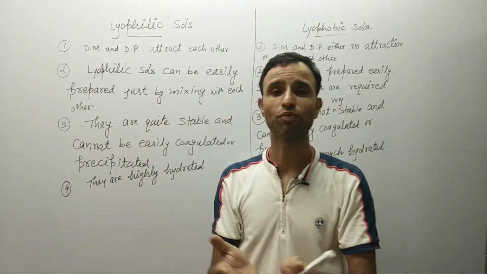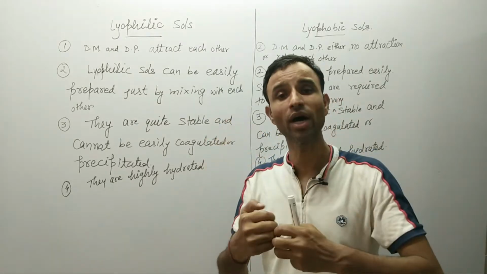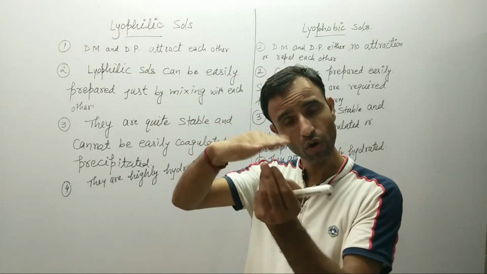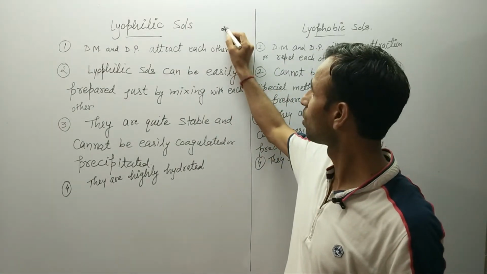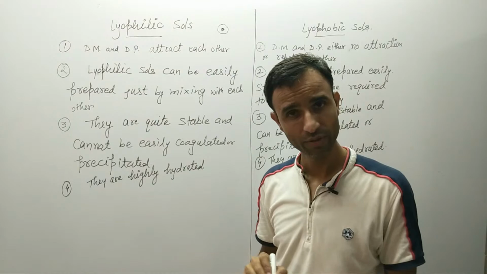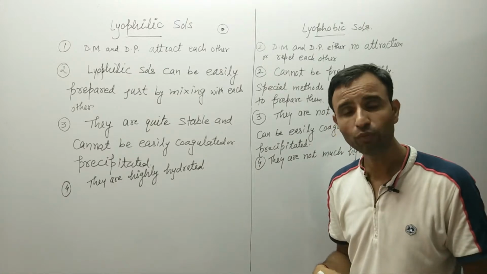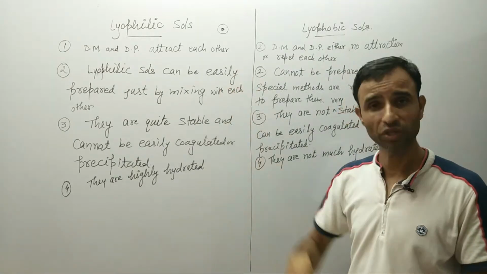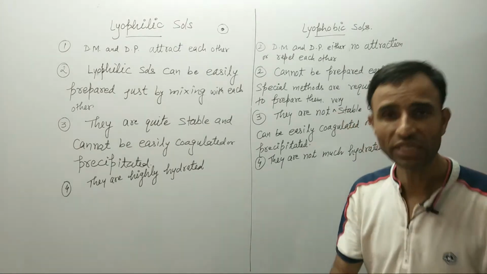Therefore, a layer is not formed. The dispersion medium layer is not formed, meaning it does not adhere to the surface of the dispersed phase. In lyophilic sols, the dispersion medium is always very close to the dispersed phase. The dispersed phase particle is always surrounded by dispersion medium particles because they attract each other. But in this case, they are not attracting each other. Therefore, the layer is not very thick. The dispersion medium layer is not formed easily on the surface of the dispersed phase.